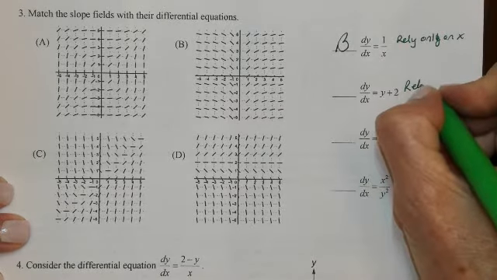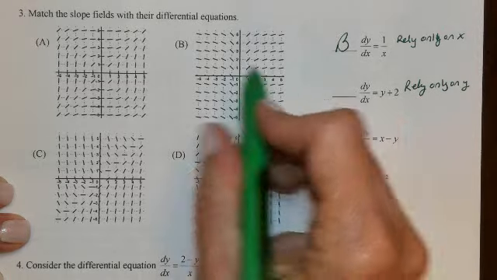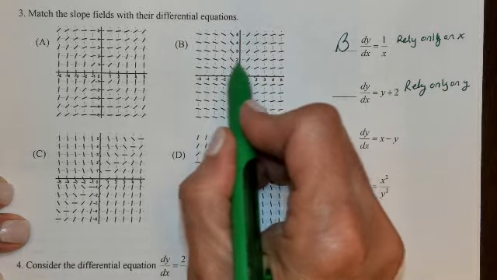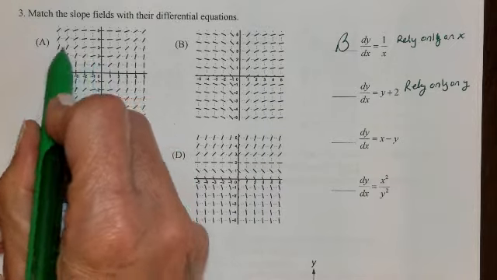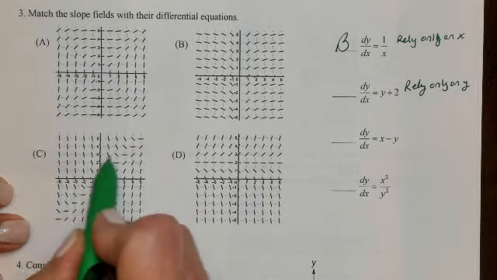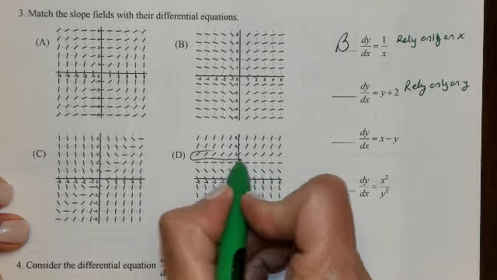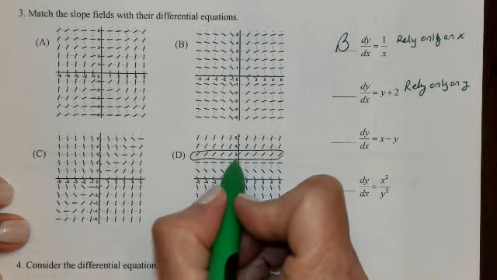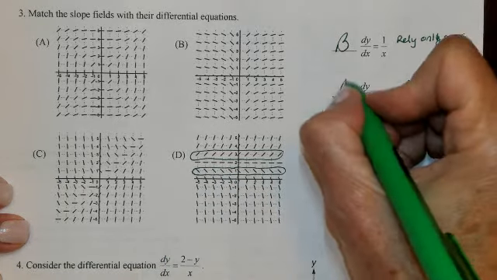In this one, this relies only on y. So now we're looking at y, and all the slopes for the same y would be the same. You see that all these lines are not the same, so definitely not that one. What about all these y's? Well, they're not the same either, so not that one. These y's are not the same. These y's are the same. Where y is the same, all the slopes are the same. That has to be a D.